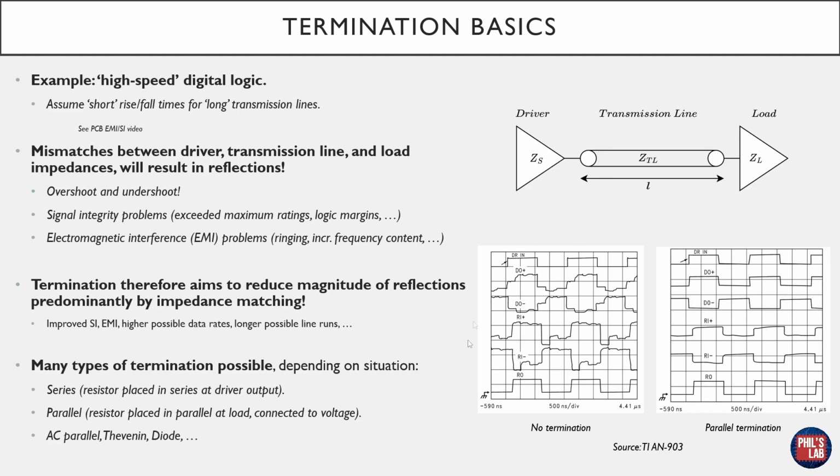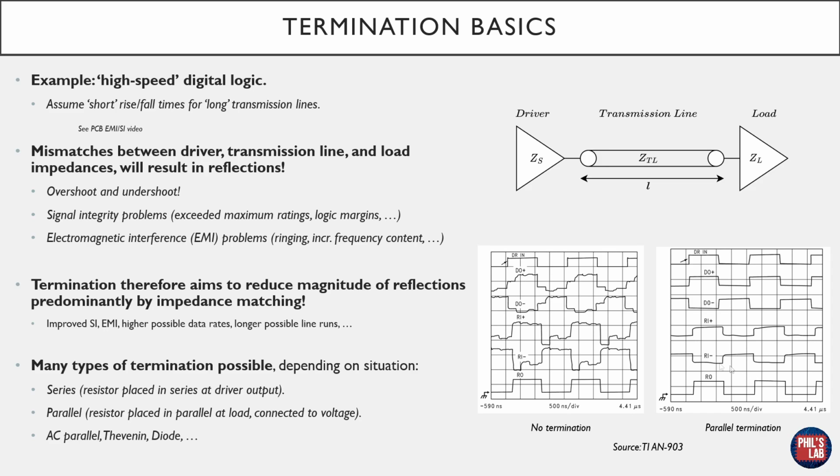On the bottom right-hand side, I've taken this from a Texas Instruments application note. This is looking at an RS485 transceiver system across a fairly long distance. On the left-hand side, we can see waveforms without termination. We can see for a given input signal, the output transceivers waveforms are very, very distorted with overshoot, undershoot, additional frequency content, and so on.